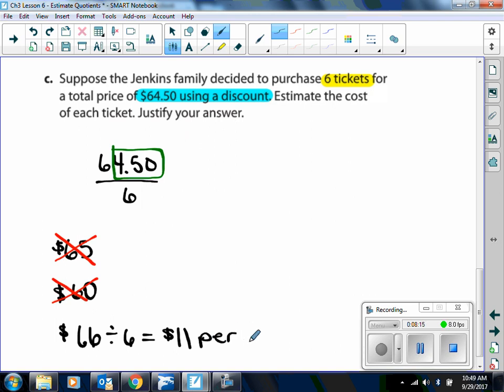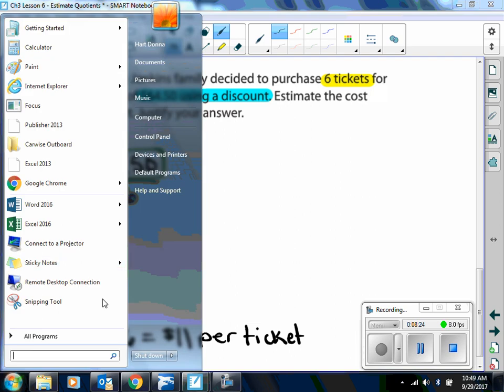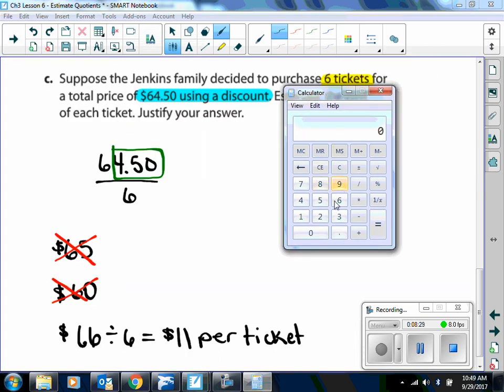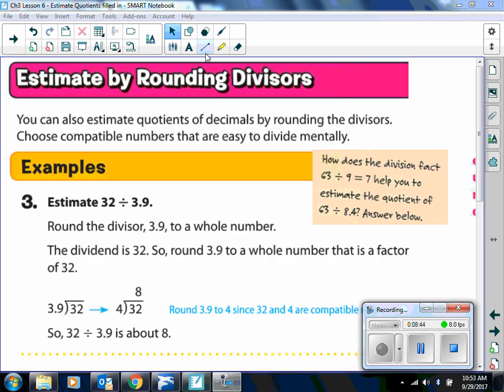Now I just want to use a calculator to check it. Per ticket. Okay, so let's take our calculator. If we actually do $64.50 and divide by 6, that's $10.75, which is about $11 per ticket. Is everybody clear? All right, so now we're going to estimate by rounding divisors.